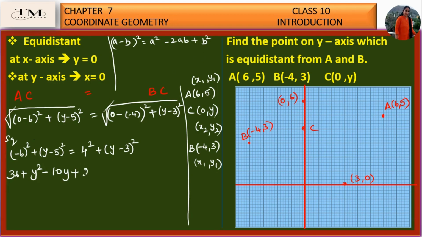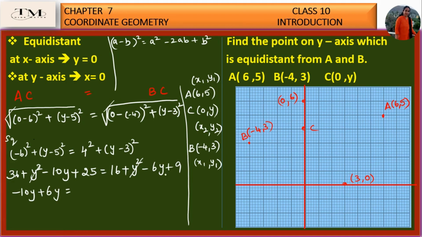So it is 5 square, which is 25, equal to 4 square, which is 16. Applying the same formula we get y square minus 6y plus 9. So what happens? This plus y square and this plus y square get cancelled. So collecting the y terms, we have minus 10y here. On the other side, we have minus 6y. So this will become plus 6y when we change the sign.